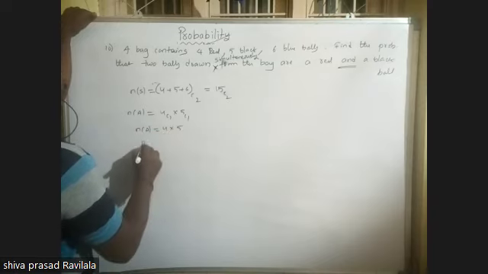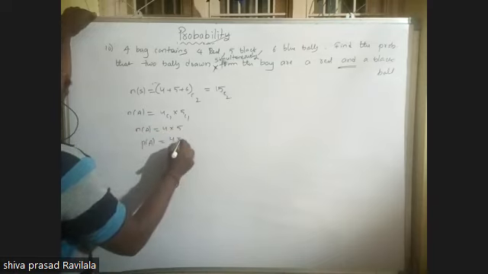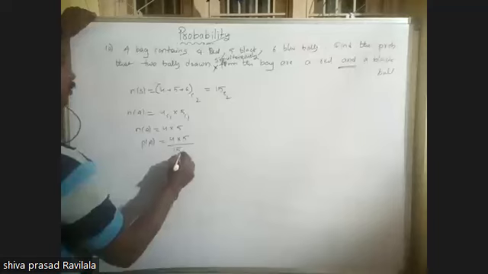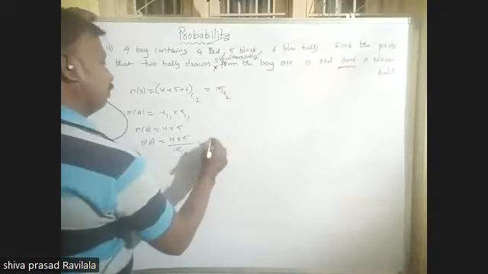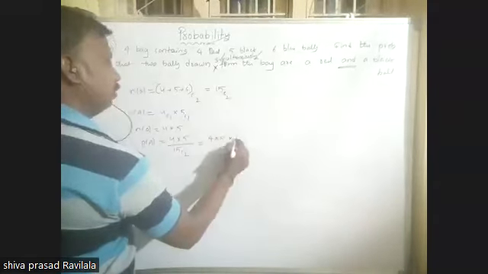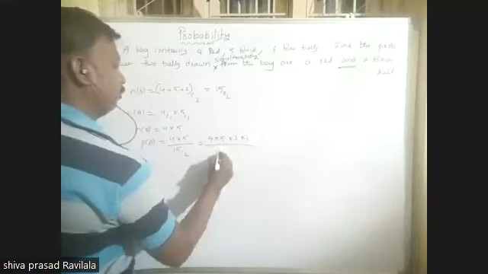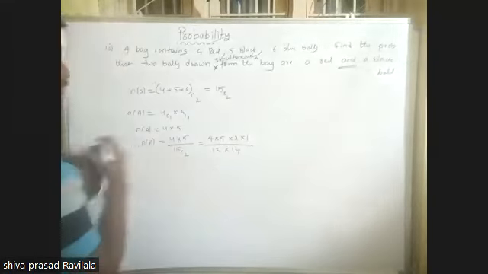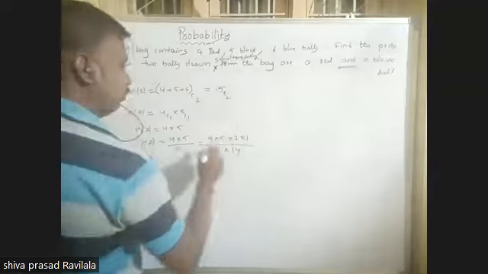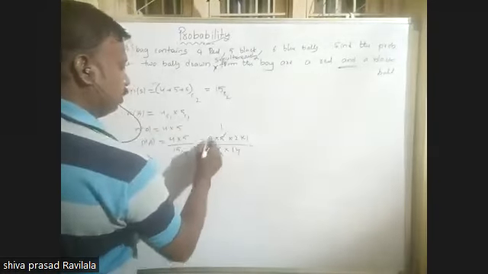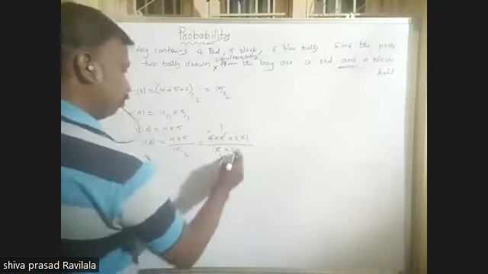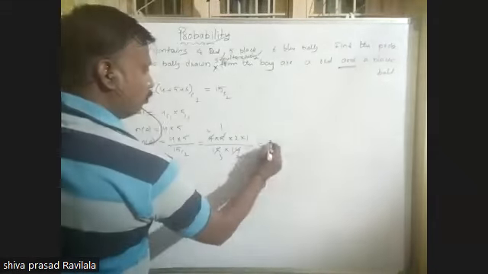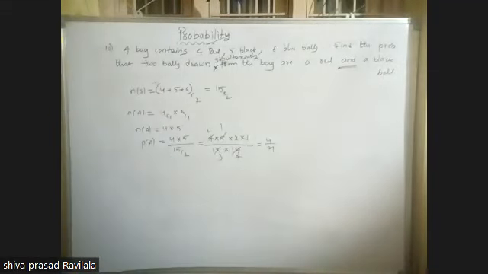And P of A is equal to 4 into 5 by 15C2, which is 15 into 14 by 2 into 1. Denominator 15 into 14. Cancelling, we get 4 by 21. Very good.